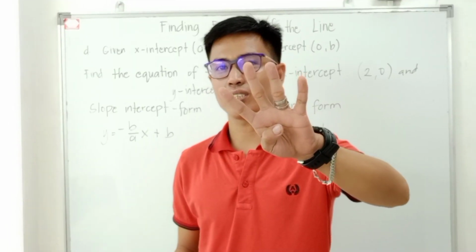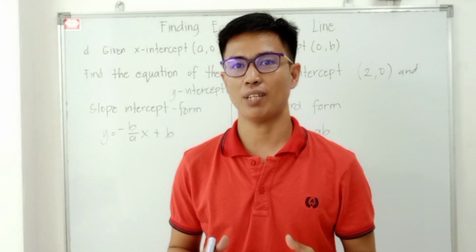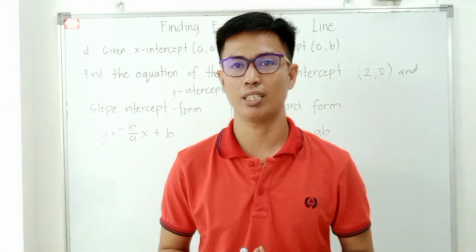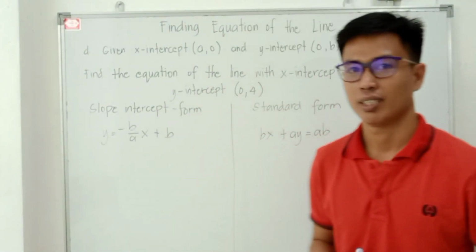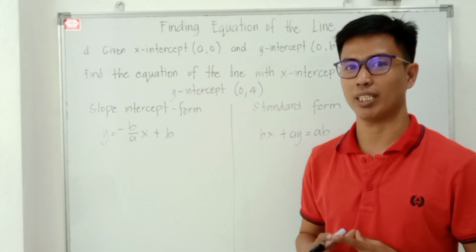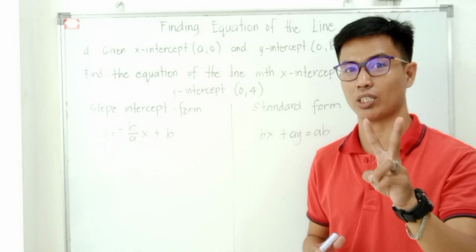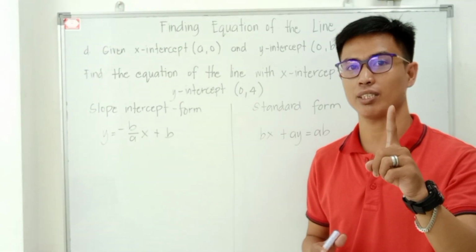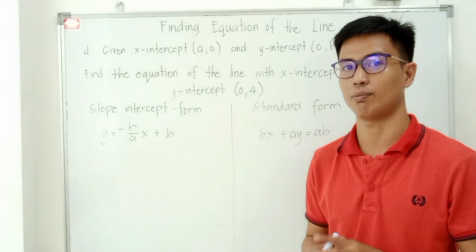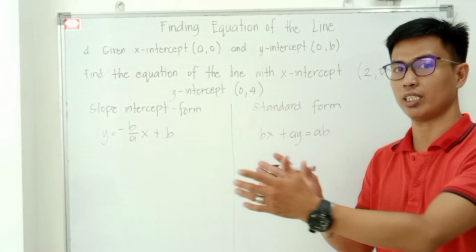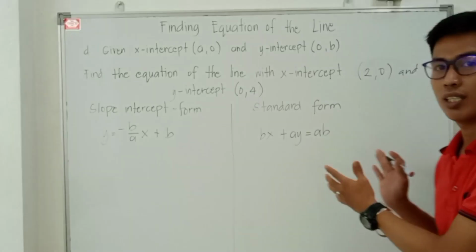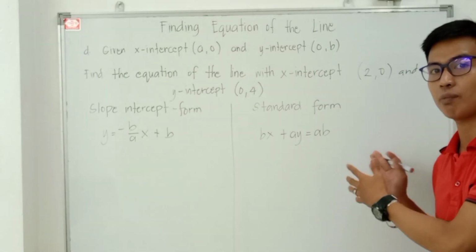And for our fourth condition, how do we find the equation of the line if the given is the x-intercept and the y-intercept? So paano natin kukunin yung equation of the line? So meron tayong dalawang equation na kinukuha. Una yung slope-intercept at pangalawa yung standard form. So dito, i-discuss ko kung paano siya kunin ng mas madali na slope-intercept form at paano kunin yung standard form ng mas mabilis.